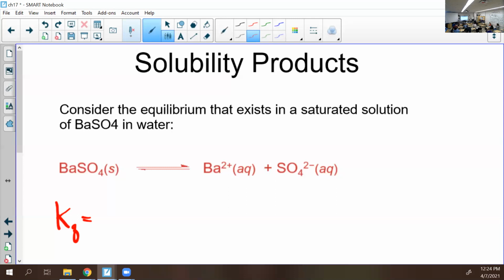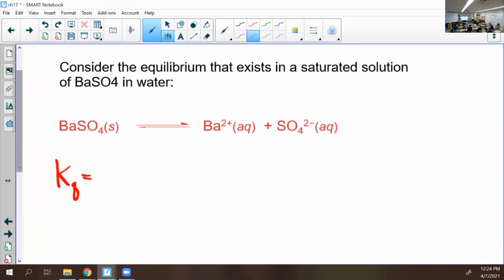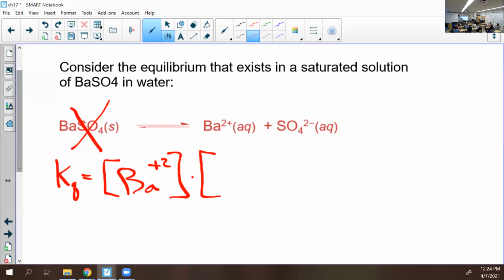Okay. Hey, so like David said, you gotta admit that was a pretty good little model. That was good. I can't believe it. What do you do with this? That's the key to Ksp. It's the easiest of all of them because there's never a denominator. So Ksp is Ba plus 2 times SO4 minus 2.